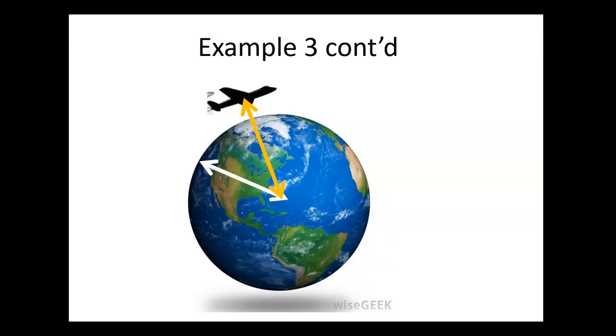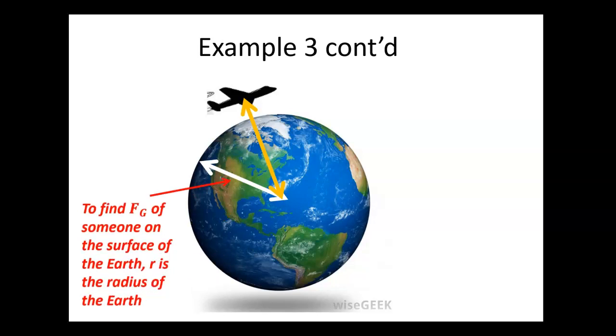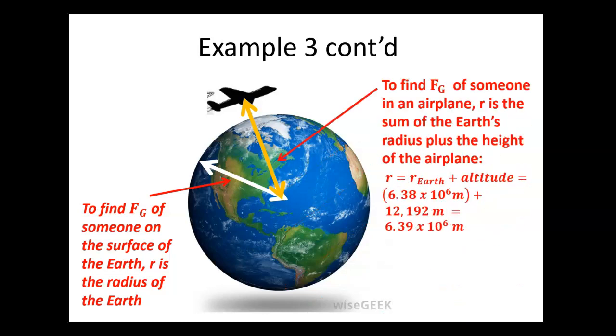And they are different. So to find the force of gravity on someone when they're on the surface of the Earth, r is the radius of the Earth. But when we want to find the force of gravity on someone in an airplane, then that r is the sum of the Earth's radius plus the altitude of the airplane. So we have to take the radius of the Earth and add that altitude to it.